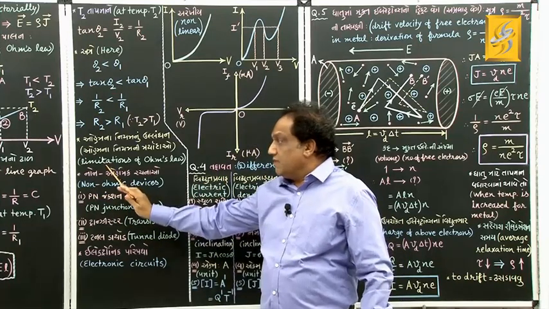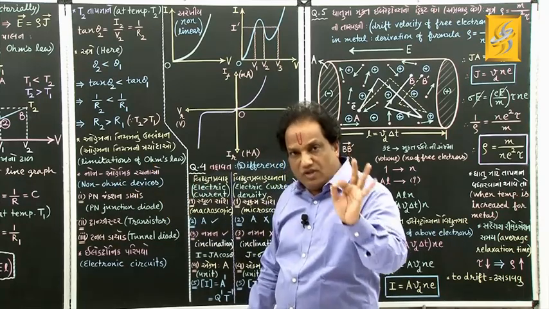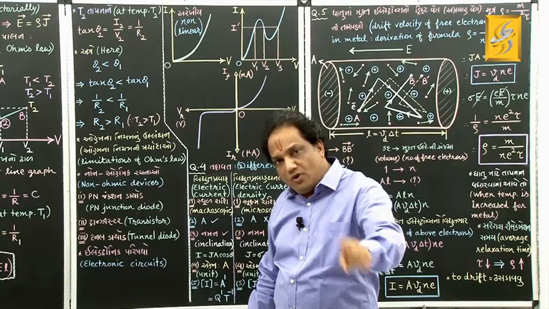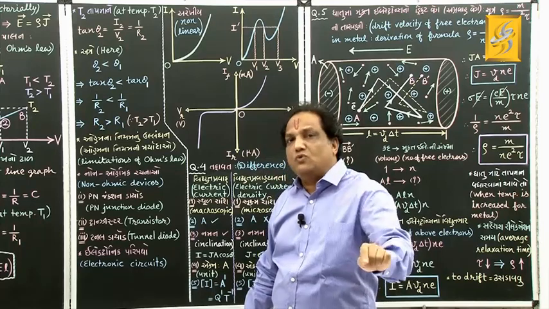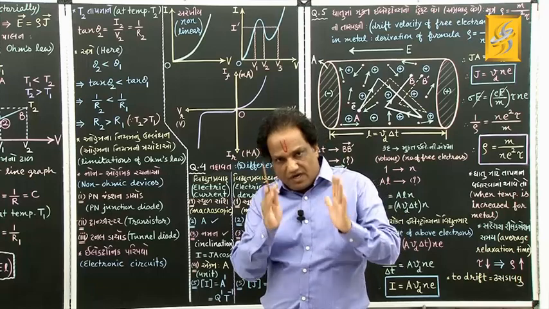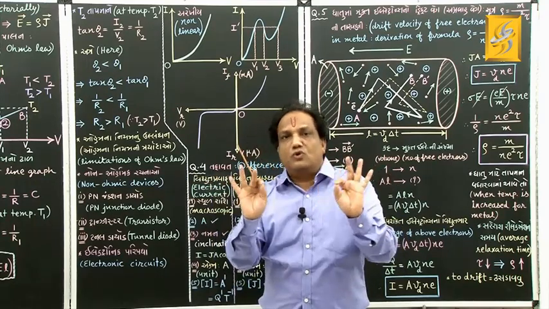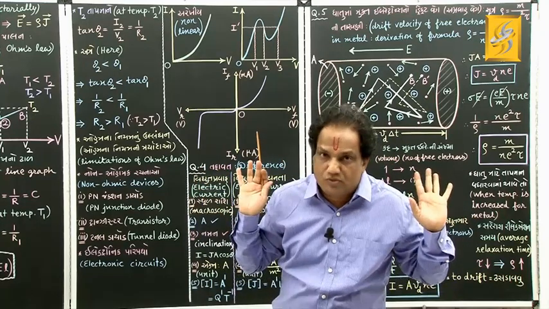So what is the ultimate limitation of Ohm's law? There is only one limitation, and it is that it can be applied only for metals, only for good conductors, and that too at constant temperature. Okay. So only for good conductors or metals kept under given physical conditions, Ohm's law is obeyed, otherwise not. That is the limitation of Ohm's law. Got it?